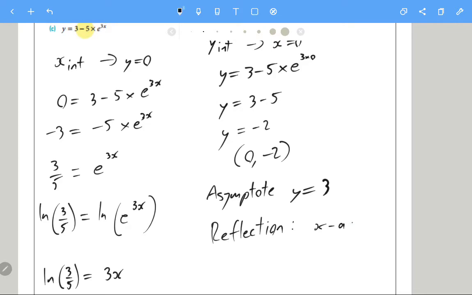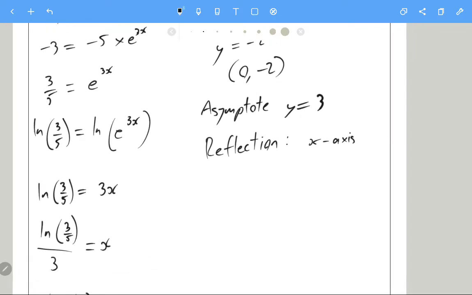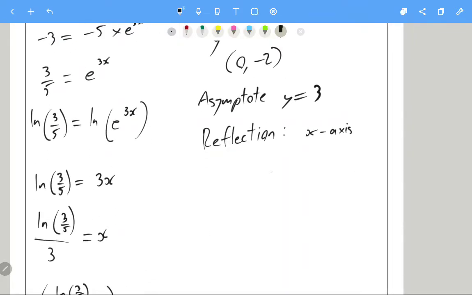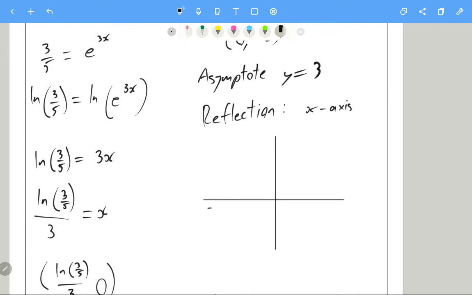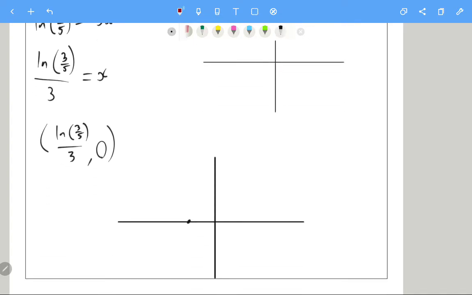Now this is the one I failed to draw last time, so here is the x-axis reflection. If we start with a function that looks like that, then when we reflect it on the x-axis, it's going to look something like that, what we could call a vertical flip. Alrighty, so there is our reflection. So it's going to look something like this, but its asymptote is going to be at 3.